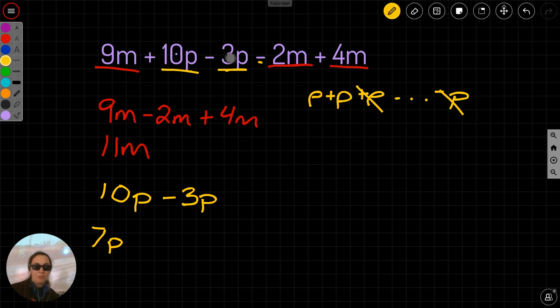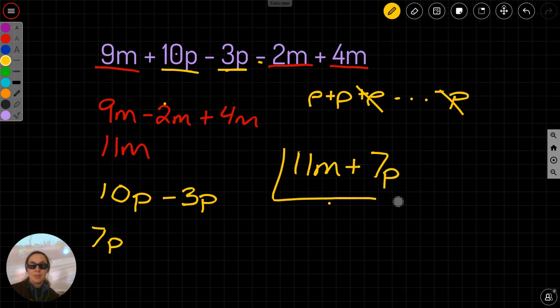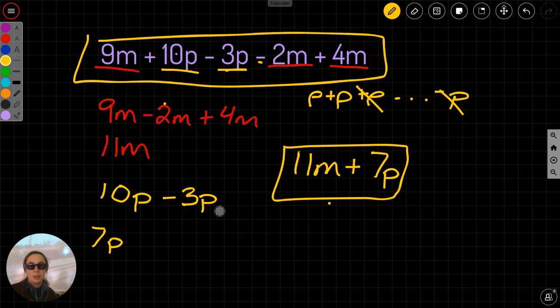Now, I'm not done yet, because I haven't rewritten my expression. It was 9 plus 10, so both of these are positive numbers. So we're going to have 11m plus 7p. 11m plus 7p is an equivalent expression to this big one up here. These two will equal the same. If I have my m equals 4 and my p equals 7, I can plug them in here, and it will be exactly the same thing as if I plug them into here. I have one more for us.